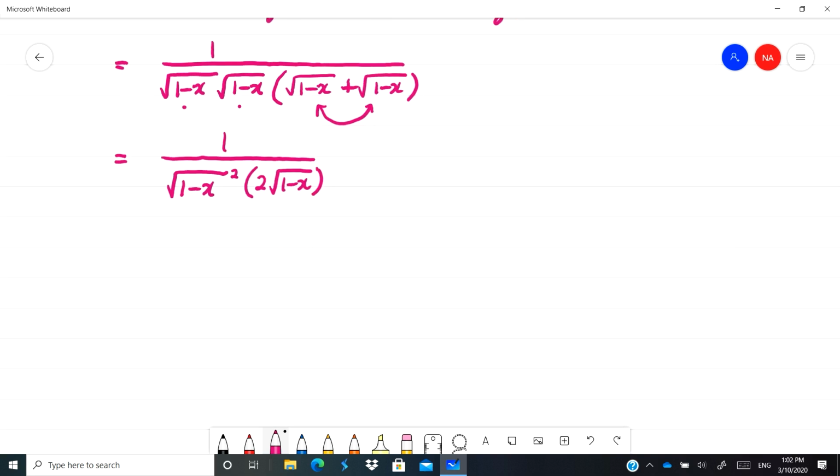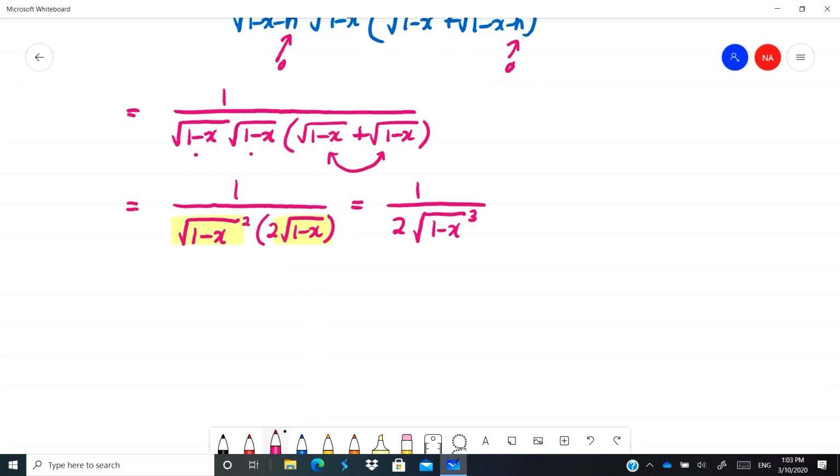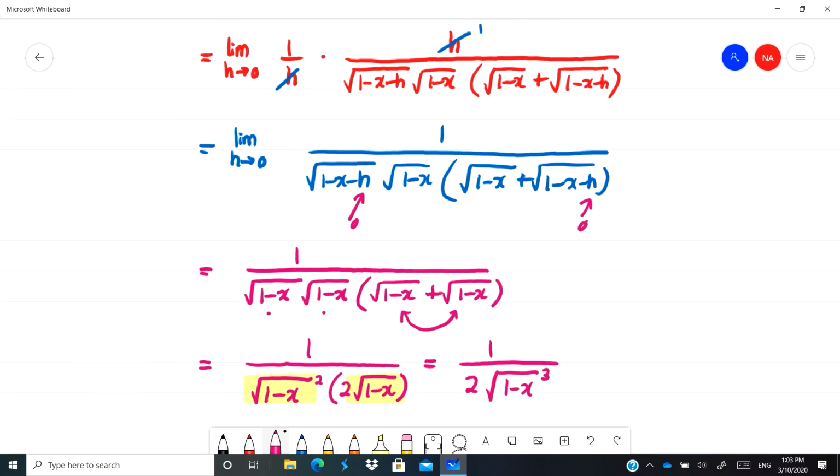So now I'm multiplying this part together with this part. So this will be 1 over 2, square root of 1 minus x, because this is the power of 2, this is power of 1, so it will become to the power of 3. So that one will be 1 over 2 square root of 1 minus x to the power of 3. So that's your final answer for this part.